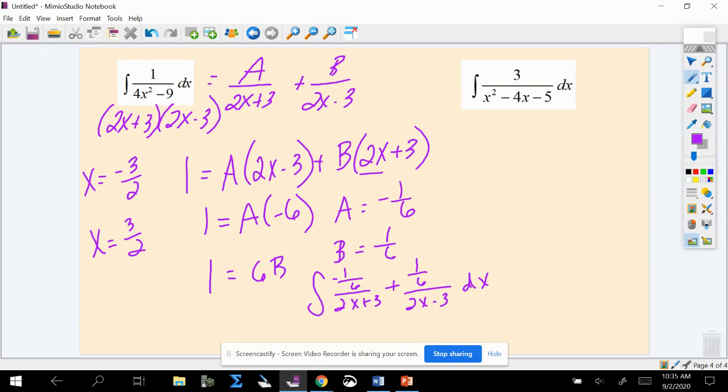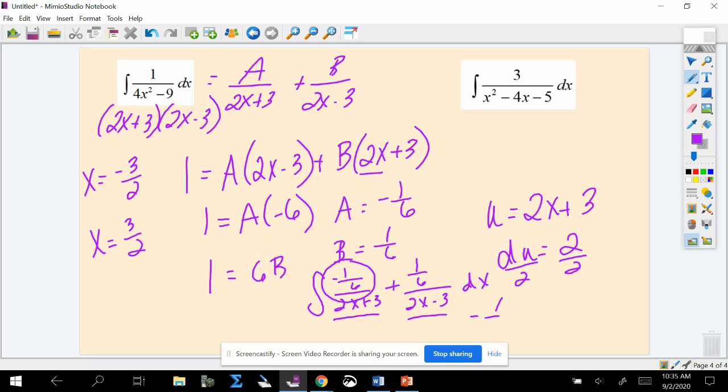Here's the easy thing to miss. When you're doing a u sub with this, and I know a lot of us are doing it in our head, if you let u be 2x plus 3 or 2x minus 3, du is 2. So there will be a 1/2 adjustment. There will also be a 1/6 or a negative 1/6 out front. So you're actually going to end up with a negative 1/12 natural log of 2x plus 3 and a positive 1/12 natural log of 2x minus 3 plus c, which I'm just going to say because I don't have room to write.